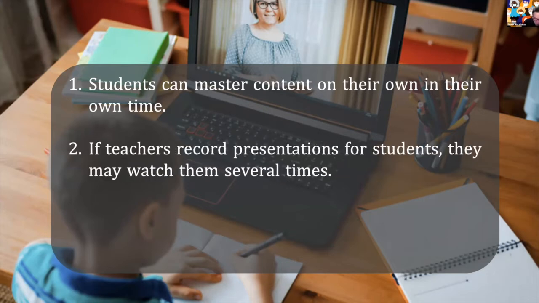If teachers record presentations for students, they may watch them several times. If students don't get the concepts the first time around, they can see the teacher's presentation multiple times.